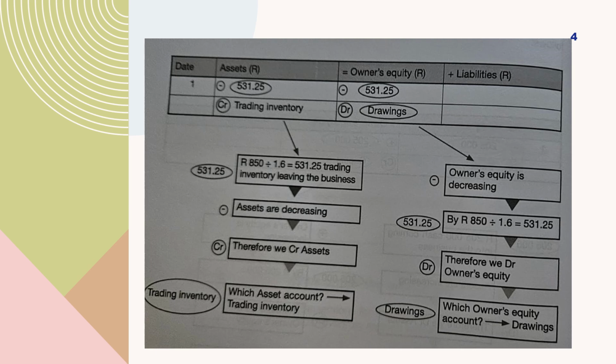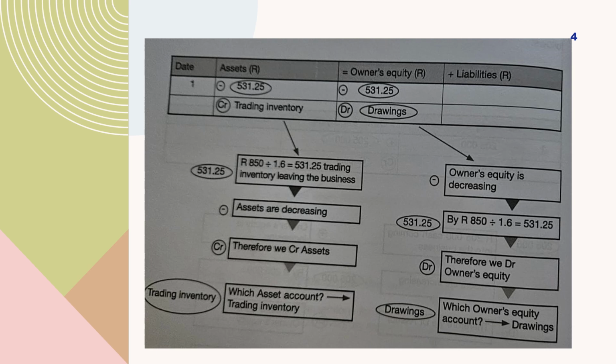And then for the drawings, like when the owner takes something from the business, we said it's drawings. Drawings, AED, the D stands for drawings. Drawings has a debit balance. In other words, it increases on the debit side. And here we want our drawings to increase. So we're going to debit drawings.